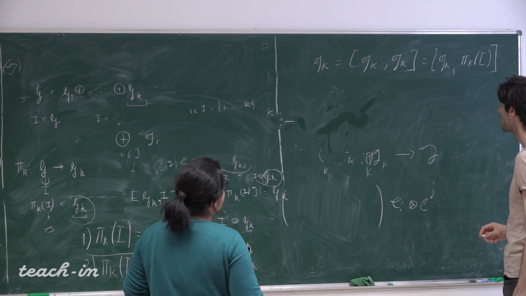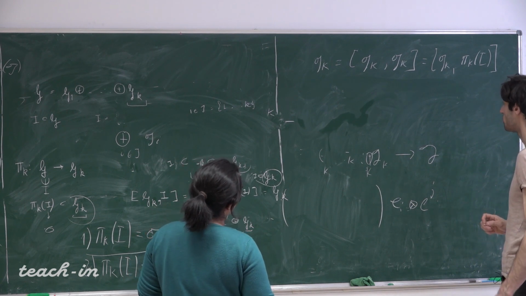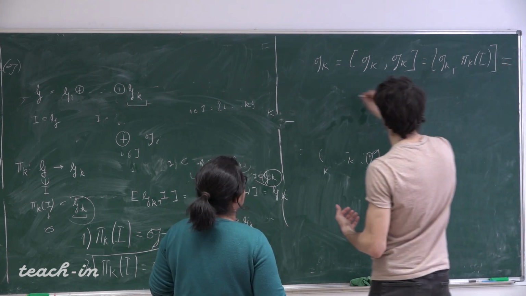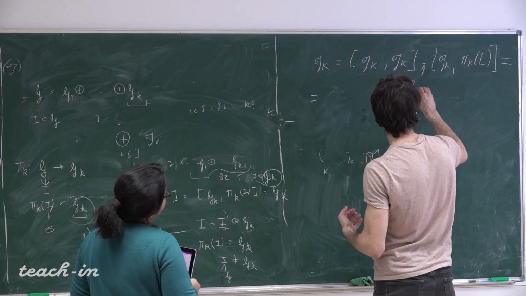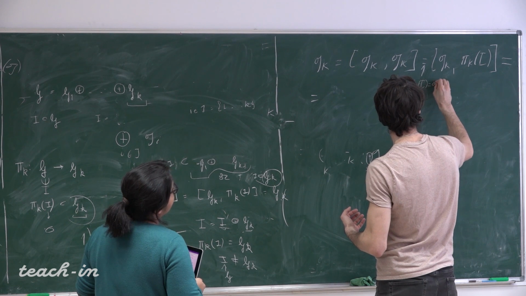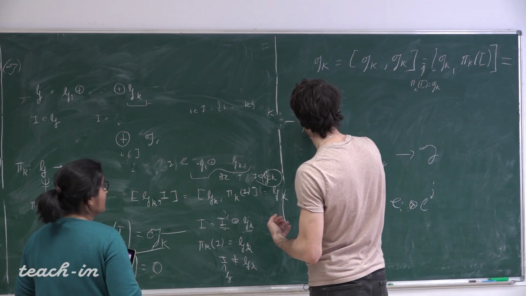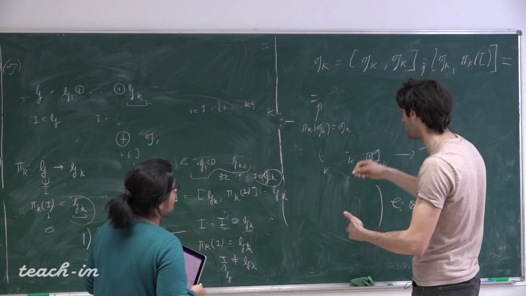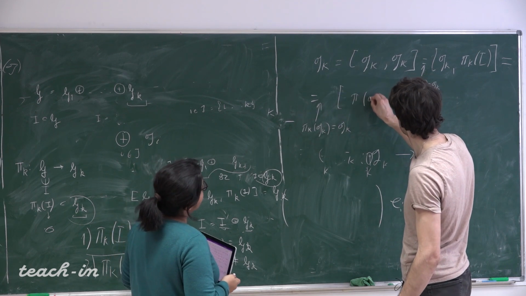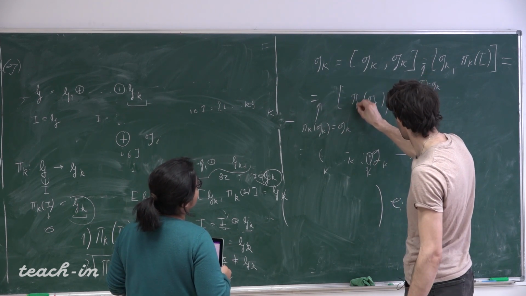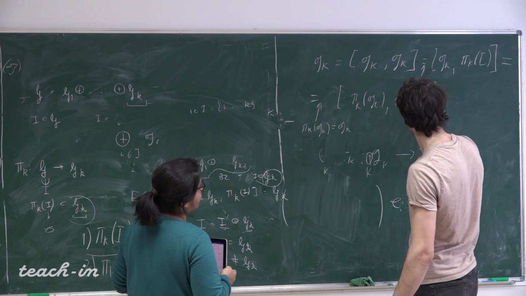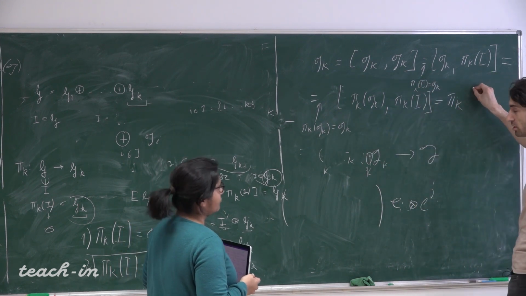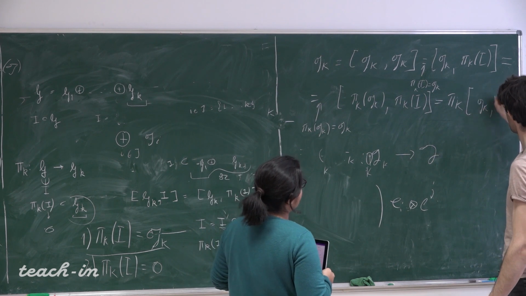Yes. On the other hand, pi k of I applied to gk is again gk. So here I use that pi k of I is gk. Now let me use that pi k applied to gk is gk, because it's a projection on gk, so therefore it is pi k of gk, and pi k of I. Therefore this is pi k, because pi k is a homomorphism, of gk and I.